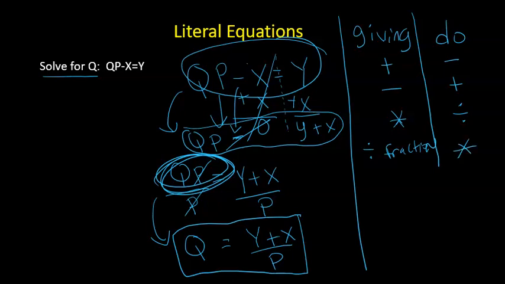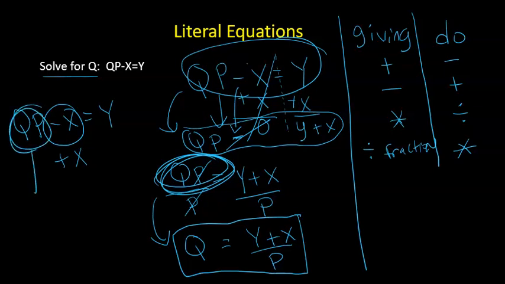That's it, right? So we had QP minus X equals Y. Right here, we turned it into a plus, right? And then over here, it was multiplication, so we did division. Remember how we went P like that? That's division. That's it. We just kind of do the opposite.